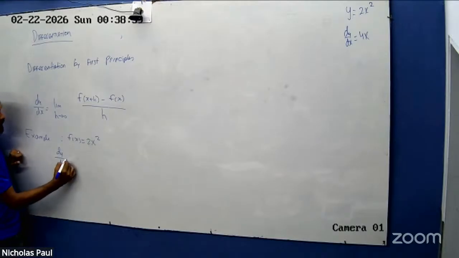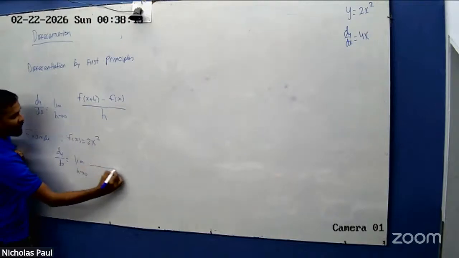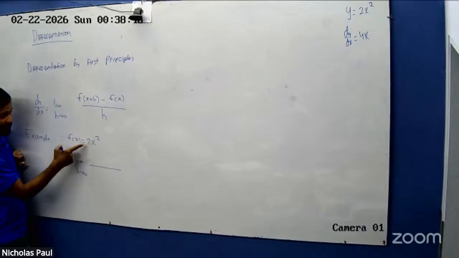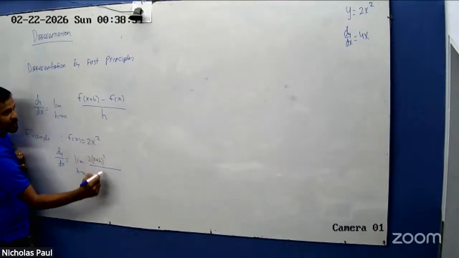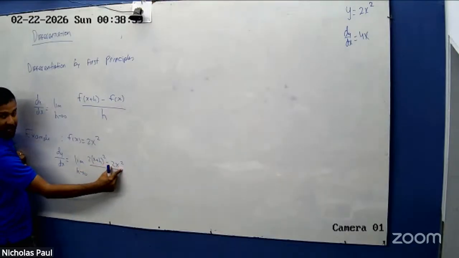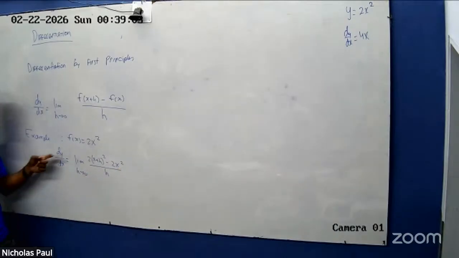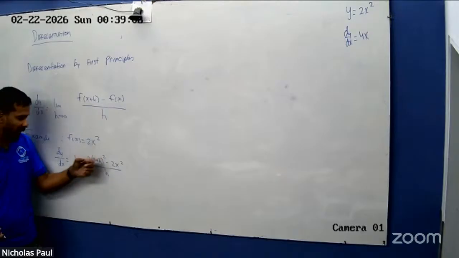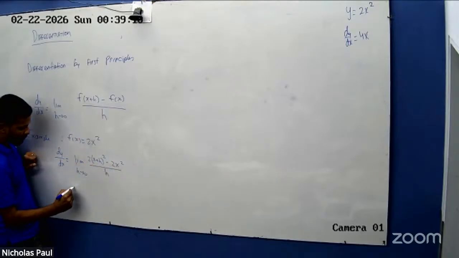dy dx is equal to the limit as h approaches 0 of f of x plus h. There's f of x, right? So what would f of x plus h be? Where we have x, you put in x plus h, minus 2x squared. This is f of x plus h, and this is f of x. That's okay? All over h. The objective is to simplify it out and then drop in h. So let's expand that out.